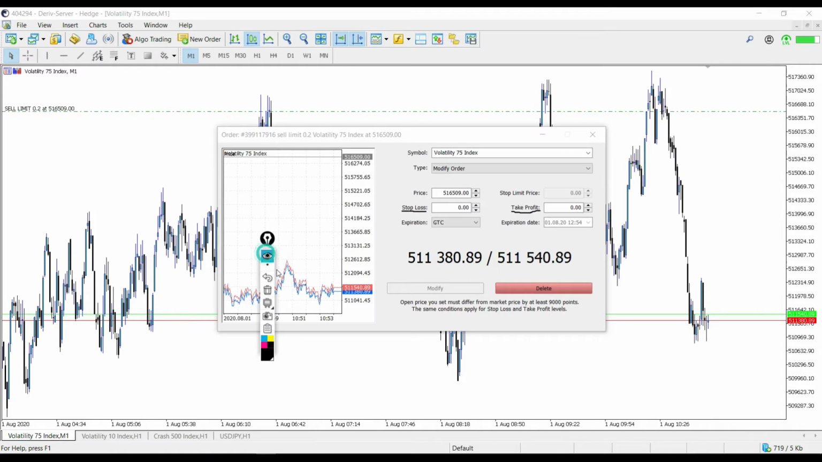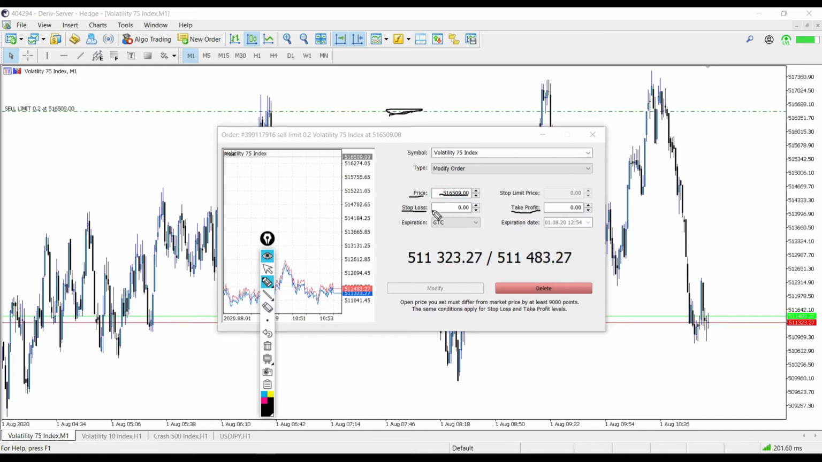So let me show you something. This is the price where this green dotted line is. So this is the price of it, right? And the stop loss is 0, and the take profit as well is 0. I have not set these things. The only thing that's there is only the price, right?